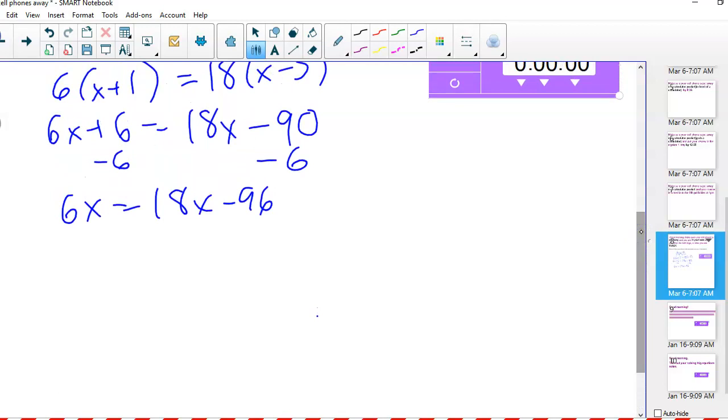And then how would we solve for x? Move 18x over to the 6x.